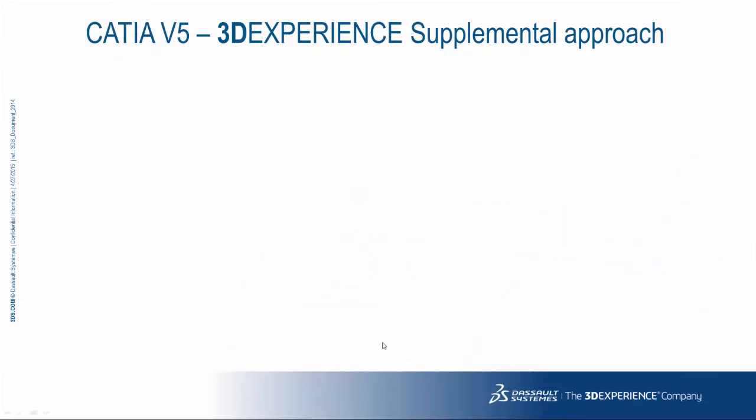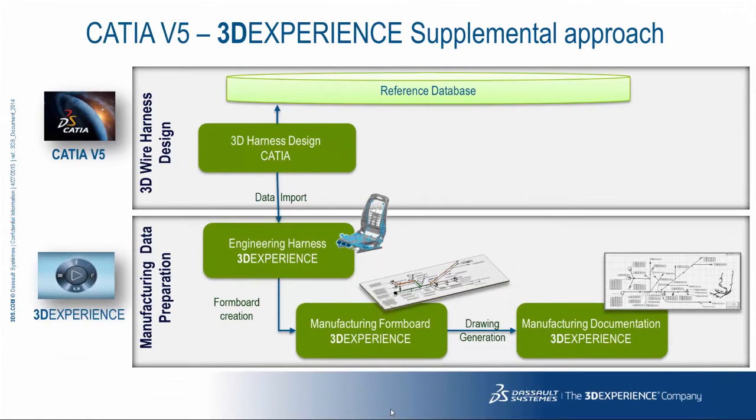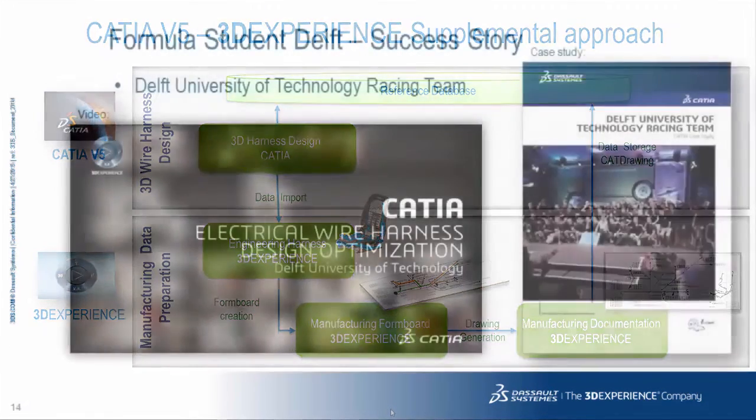A supplemental approach is also possible: to continue the 3D wire harness design in CATIA V5 and to have your reference database with all your mechanical as well. You can import 100% of the data and reuse the 3D harness design in the 3D Experience platform to create your manufacturing Formboard and drawing, benefiting from the new capabilities in the Formboard application. You can still continue to store your data and your CAD drawings for reference in your reference databases.